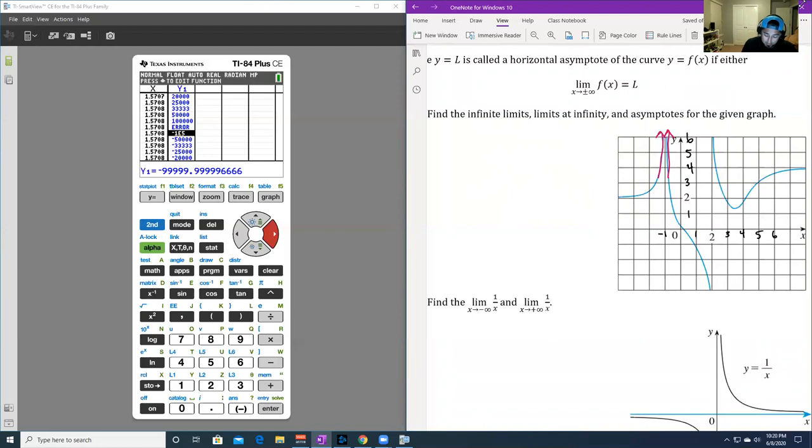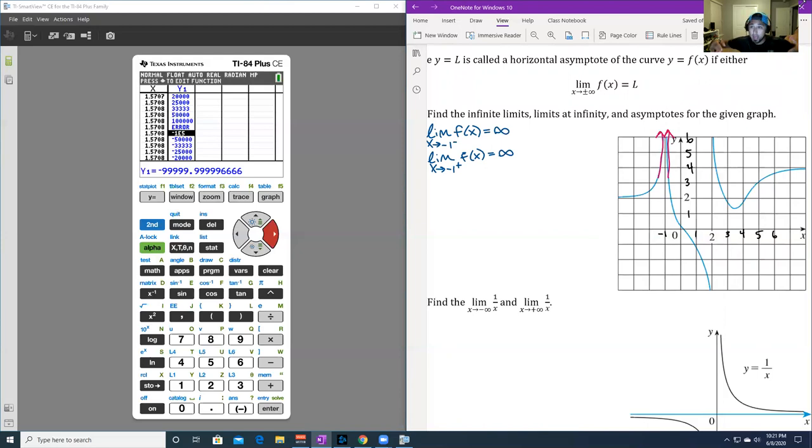So what I'm going to say is that, looking at the graph, let's say the limit as x approaches, what number is that? Negative 1. As x approaches negative 1 from the left of our function, is headed towards infinity. And then the limit as x approaches negative 1 from the right of f of x is also headed towards infinity.